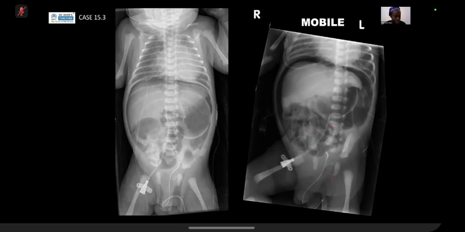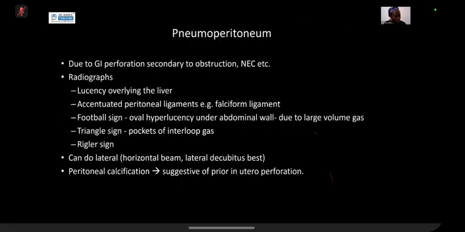Other lines that you may not be familiar with. So this is going to be a urinary catheter line here, and then I think that's it. And we've got the NG tube, and that's it. So these were all 3 cases of pneumoperitoneum, which can happen as a consequence of NEC, but also bowel obstruction, like Sam said, with atresias, etc.